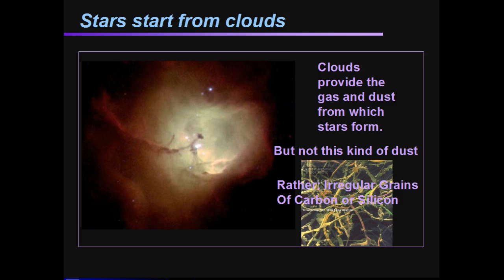Now, this slide shows another cloud of gas and dust from which stars like our sun have formed. In your notes, write that the dust we are talking about is mostly made of carbon and silicon.